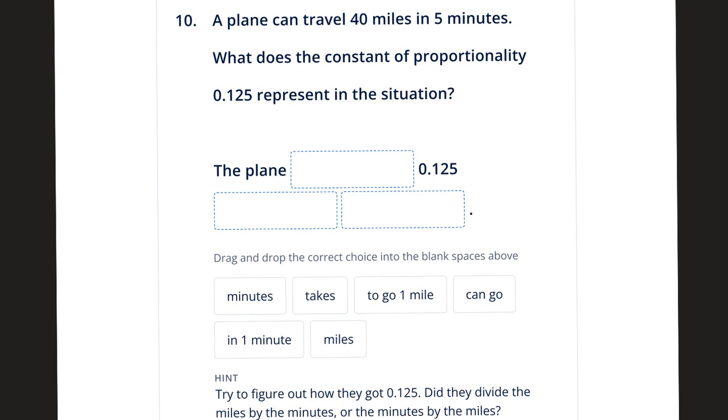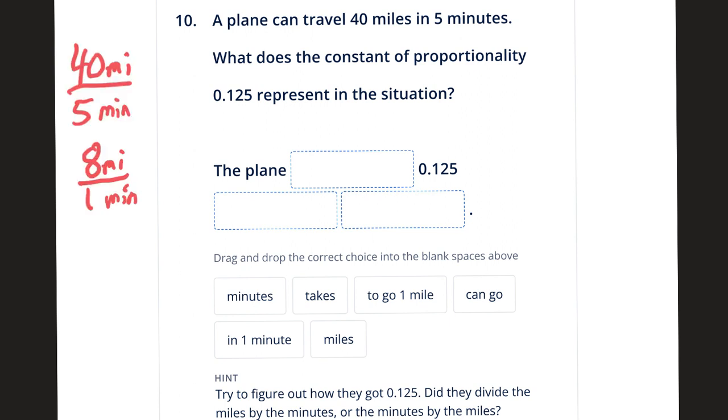Question 10. A plane can travel 40 miles in 5 minutes. What does the constant of proportionality, 0.125, represent in the situation? All right, great hint here. Try to figure out, how did they get 0.125? Did they divide the miles by the minutes or the minutes by the miles? I think that's where we start, right there.